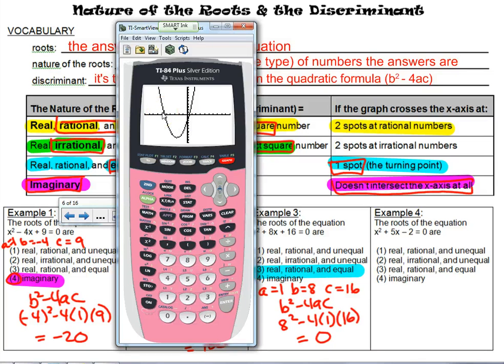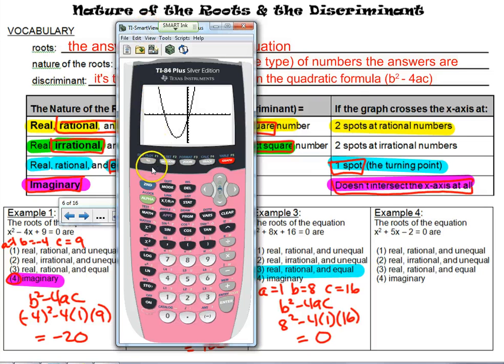So in this case, if it's hitting at two decimal values, this is the only time where you cannot tell if it's the two spots at rational numbers or the two spots at irrationals, because decimals are still nice. It depends on what type of decimal it is. If it's a terminating decimal, that would be a rational number. If it's a non-terminating decimal, it would be irrational.